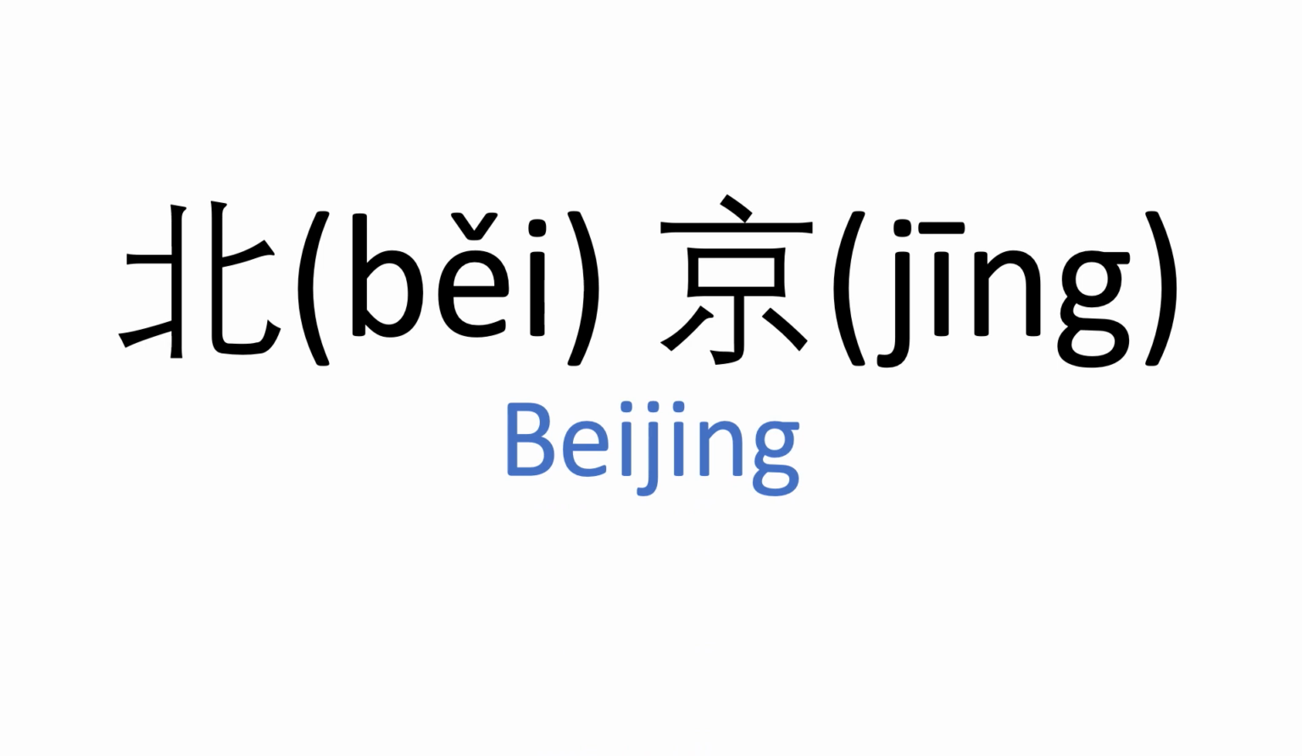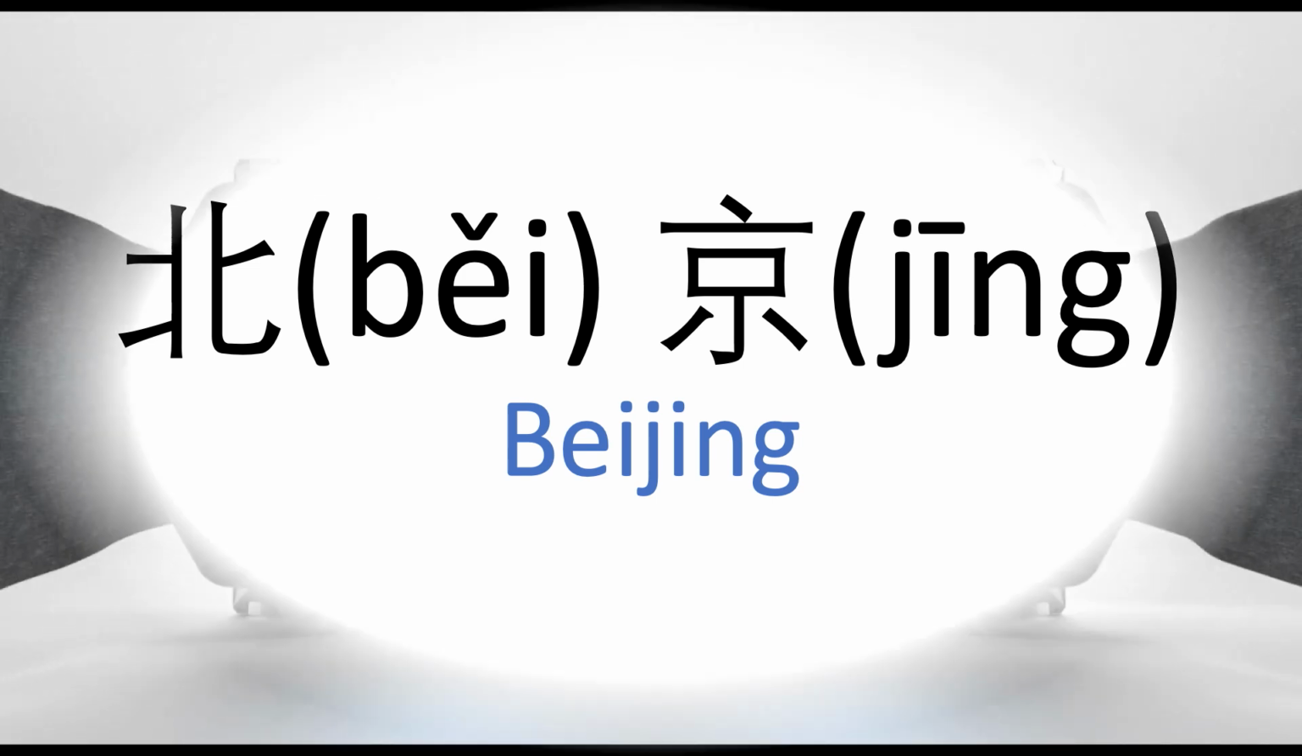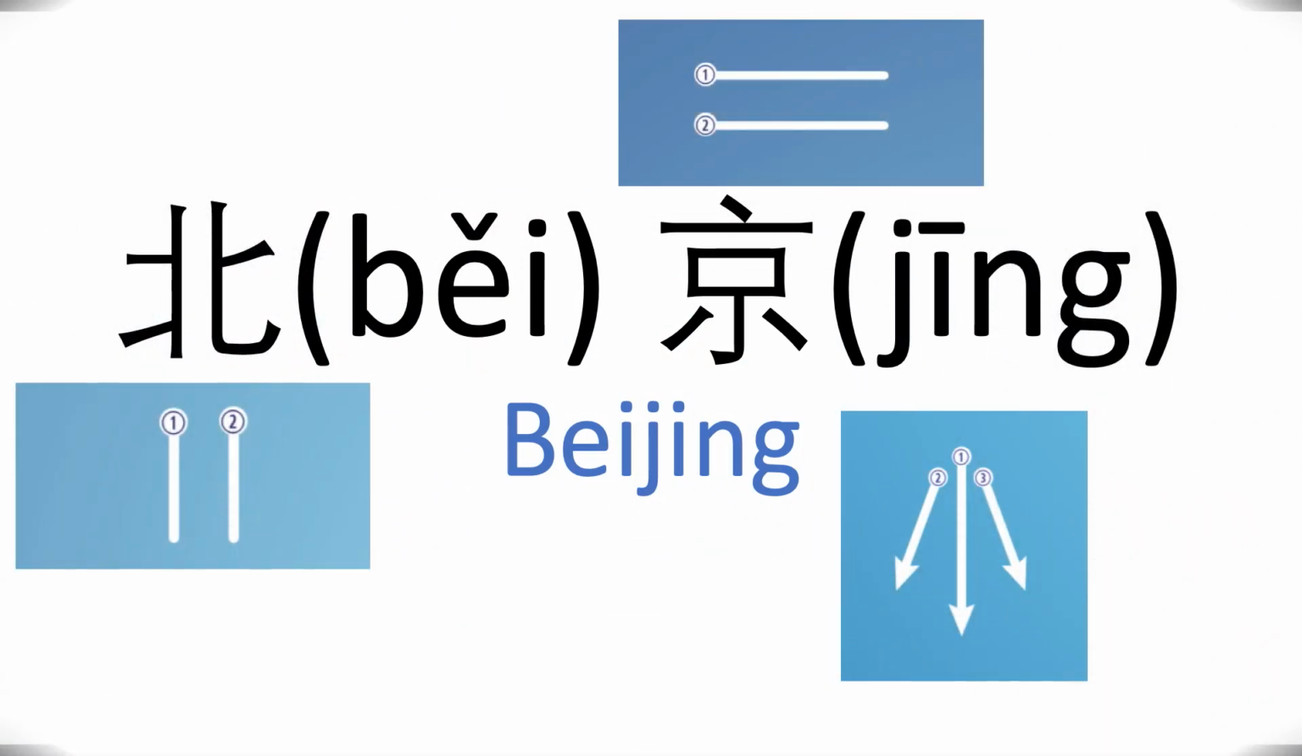Beijing. It's a city in China. It's the capital of China. Bei is a left and right structure. And Jing, you have to write top to bottom, and the center first and then the outside. And then at the bottom, you write the two dots after the horizontal, straight down. So at the bottom you write the center first and the two on the side. Going on to the next one.